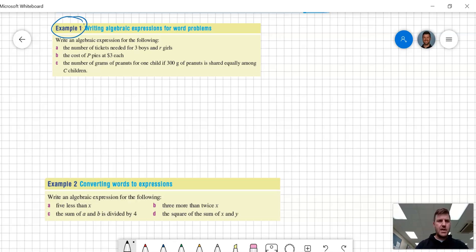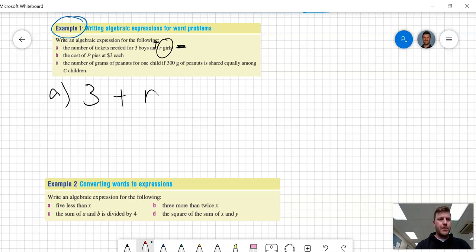Okay, let's look at example 1a. Now it says, write an expression or an algebraic expression for the following. So for A, it's got the number of tickets needed for 3 boys and R girls. So we're writing an algebraic expression to represent the number of tickets. For how many people? Well, for 3 plus R, or 3 plus an unknown value. Okay, mathematically we talk about plus. So the expression there is simply just 3 plus R. Okay, 3 boys and R girls. We don't know how many girls, so we're representing that with an R.